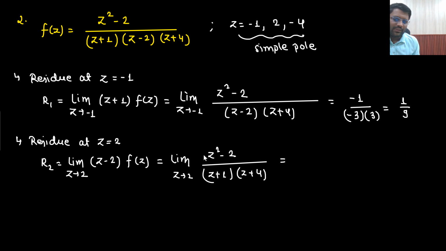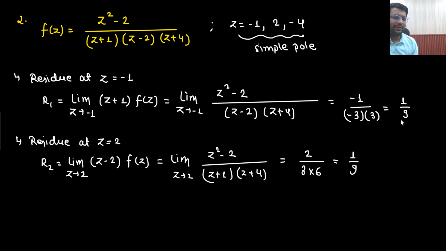So z equals 2 you are supposed to put. If you put z equals 2 here, what will you get? 2 square will be 4. 4 minus 2 divided by 4 minus 2 will be 2 divided by 2 plus 1, 3 into 6. So this will become 2 plus 1 is 3, 2 plus 4 is 6. So what is the answer you are getting? 1 by 9. Here as well, 1 by 9.